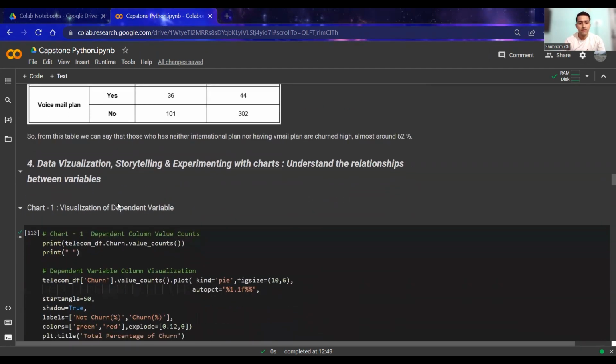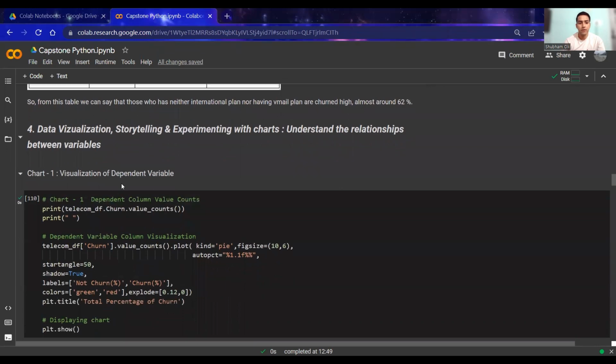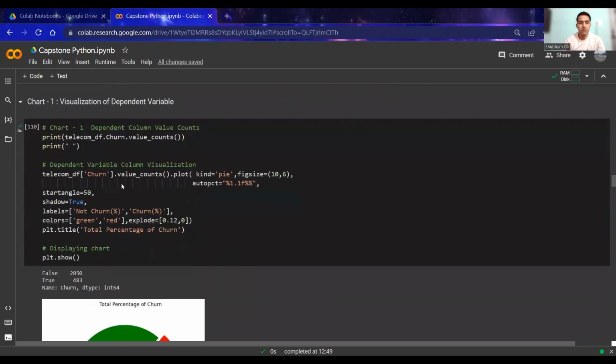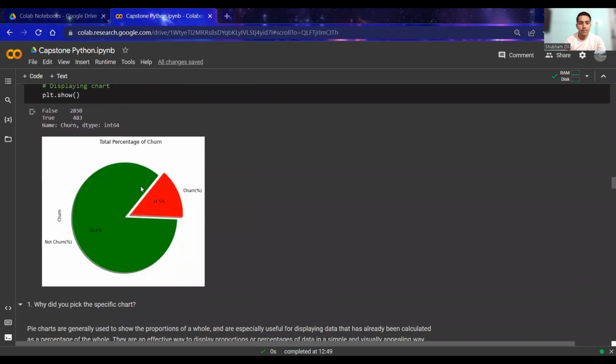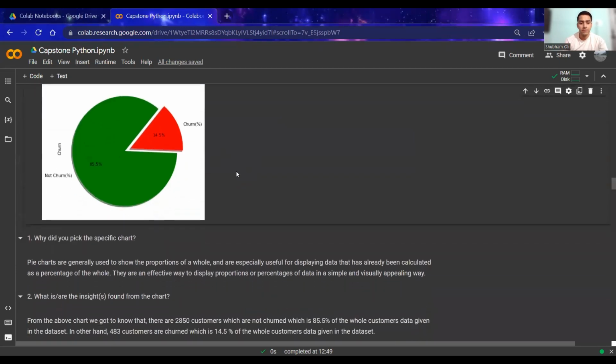So at first we made a visualization on the dependent variable. Here we made a pie chart, which we can see here. The 85.5% customers didn't get churned and 14.5% customers got churned. In counts, 85.5% means 2,850 customers didn't get churned, while 14.5% means 483 customers got churned.